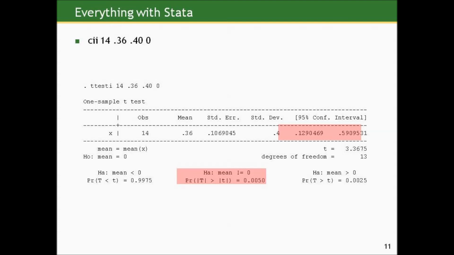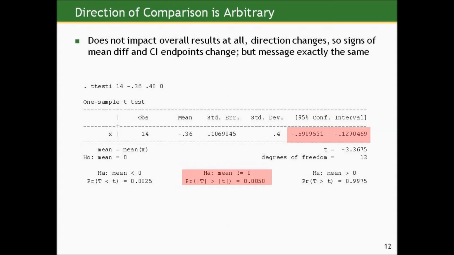By the way, in all these things, the direction of comparison is absolutely arbitrary. We didn't have to compare cornflakes to Oatbran. We could have done it in the opposite direction, Oatbran minus cornflakes. What do you think would have happened if we'd done that?